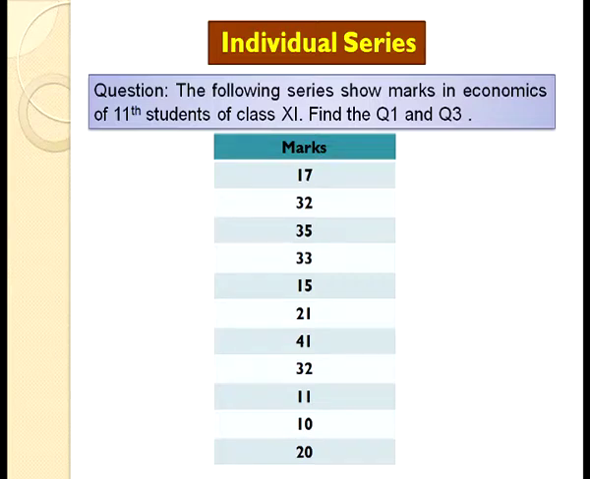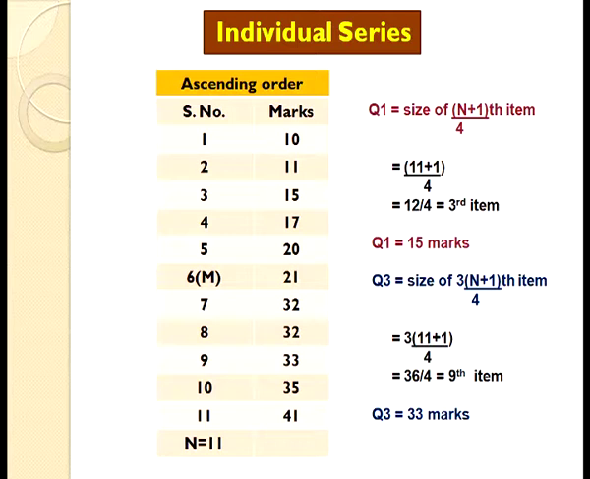Now, the question is: the following series shows marks in economics of 11 students of class 11. Find Q1 and Q3. Now, students, let us see whether the data is arranged or not. We can see the data is not arranged. So, we need to arrange the data in ascending order. Let us see how we have done it. We have arranged the data in ascending order. So, marks have been arranged in ascending order from 10 to 41.